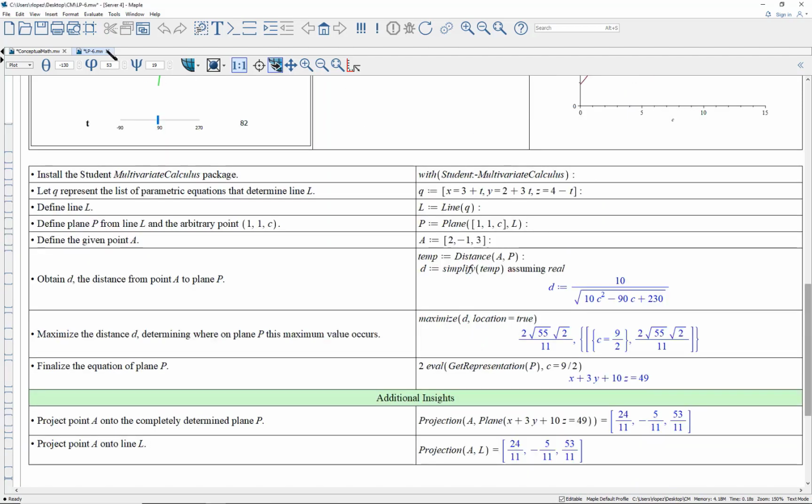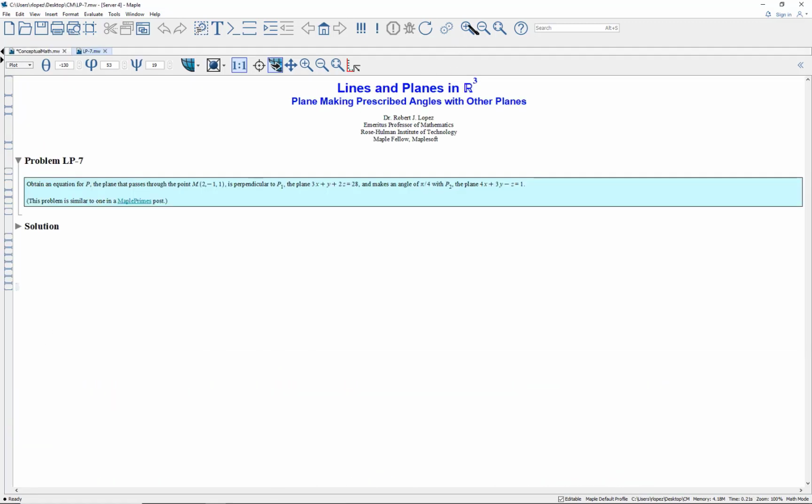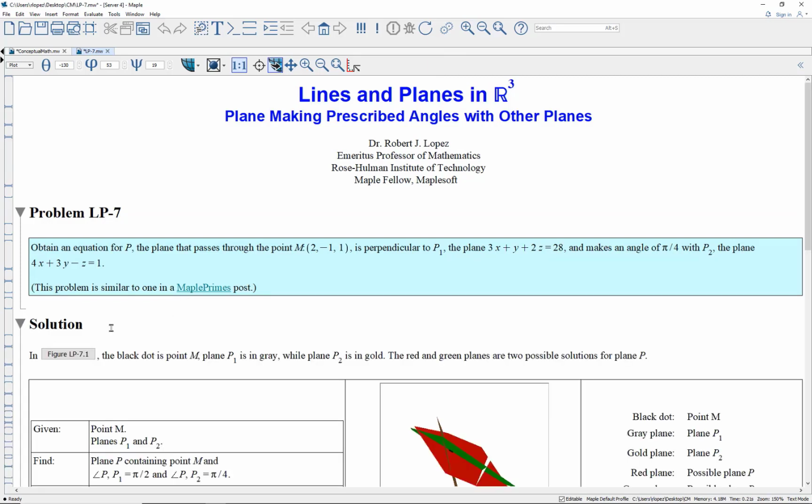So let's take a look at problem 7. Obtain an equation for a plane. So we're looking for a plane. It contains this point, but the plane has to be perpendicular to this plane and make an angle of pi upon 4 with this other plane. Could not visualize that. Took a long time to think about that. Let's hyperlink over to this page where we can solve the problem. Here's the link to the original post.